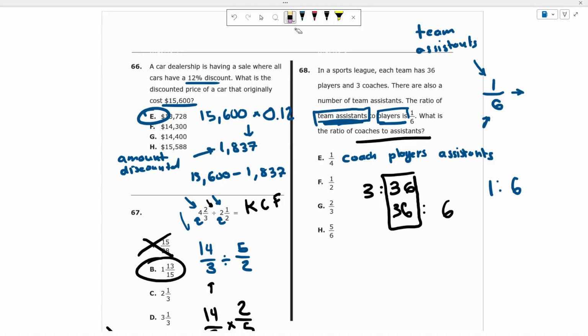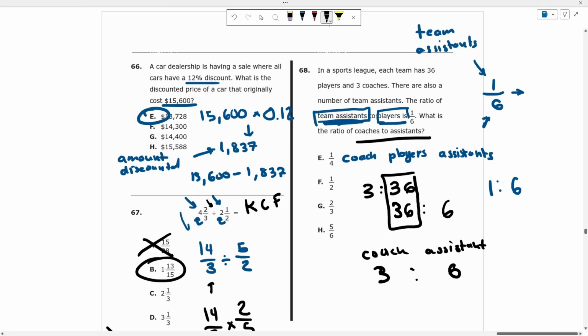Because previously, I'm comparing the amount of coaches when there are 36 players, and I'm comparing the amount of assistants when there's only 6 players. So I need to get more players on the field in order to actually figure out how many assistants there should be. So when I get the 36 players on the field, when I multiply both sides by 6 to get 36, now I know that when there's 36 players on the field, there's 3 coaches and 6 assistants. So the ratio between a coach and an assistant is actually going to be 3 to 6, right?